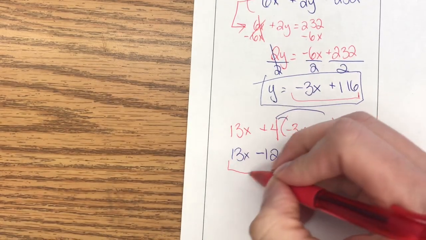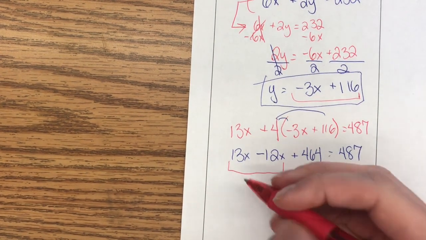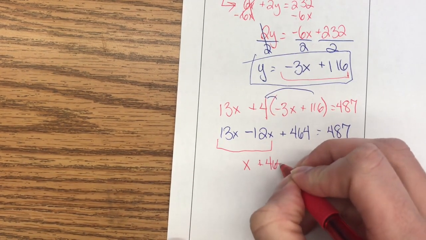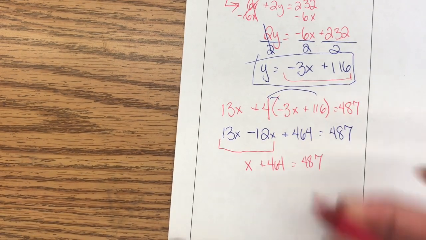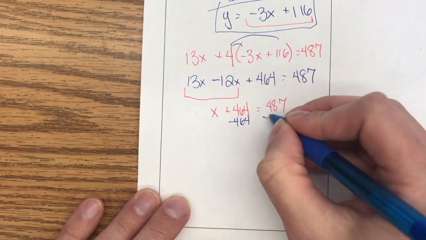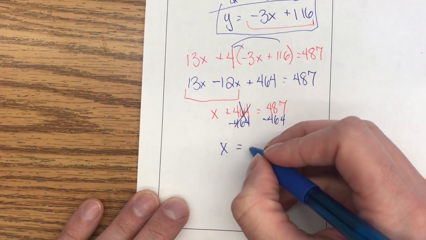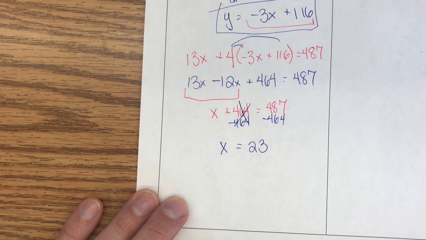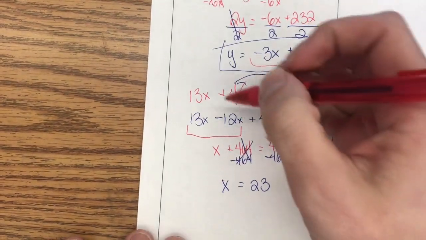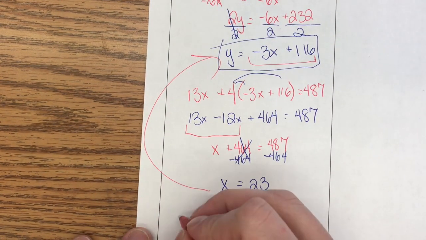This is convenient. 13X is right next to negative 12X, which means I have 13 X's, or in this case, 13 bushes. Take away 12 of those bushes leaves me with just one of them. X plus 464 equals 487. In order to get X all by itself, I have to subtract 464 minus 464. Cross that out. X equals 23. Now that's my X. I still need to find my Y. I could plug that into either of the original equations, or since I have an equation right here that says Y, I could just take that X equals 23 and plug it in there. So that's what I'm going to do.